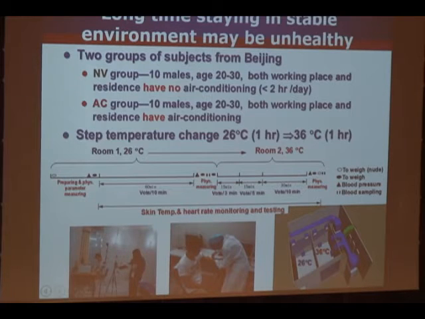The experiment is in 2 chambers. One chamber is 26 centigrade, the other 30 centigrade. Each chamber is for 1 hour: first a neutral environment, then a high temperature environment, each for 1 hour. Between these 2 hours of staying, there are many physical tests, including blood sampling.